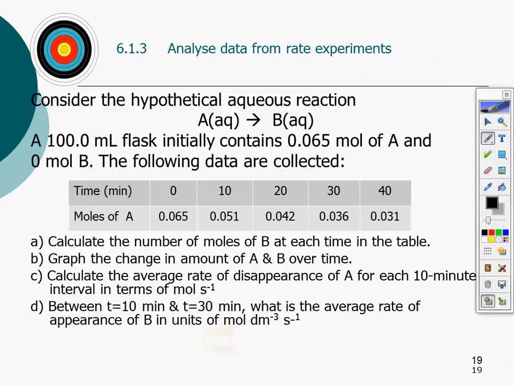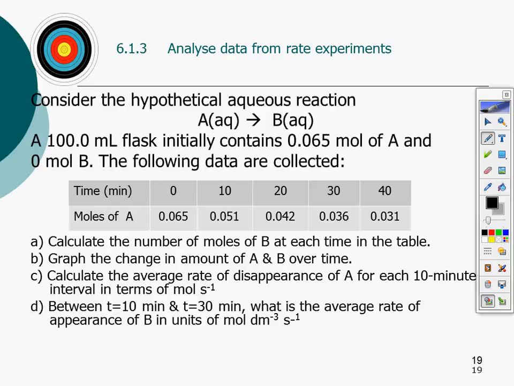Consider the hypothetical aqueous reaction between A, aqueous, whatever reactant we have, and B, the product. We have a 100 milliliter flask that initially contains 0.065 moles of A and 0 moles of B. We don't have the moles of B column yet; we're probably going to add that on the next slide. The following data was collected: time and moles of A, 0.065, and that's decreasing, which is great.